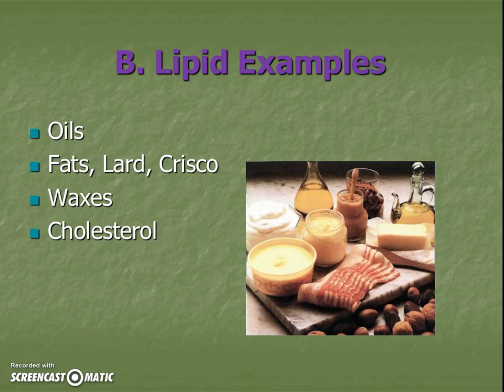When we think about food, our major examples are going to be oils, fats, Crisco, waxes, cholesterol. Cholesterol we don't want too much of that. It can clog our arteries. Out of these fats, the ones that are liquid at room temperature, like oils that aren't from animals, like olive oil, those are healthier for us because liquid at room temperature is a sign of more healthy.